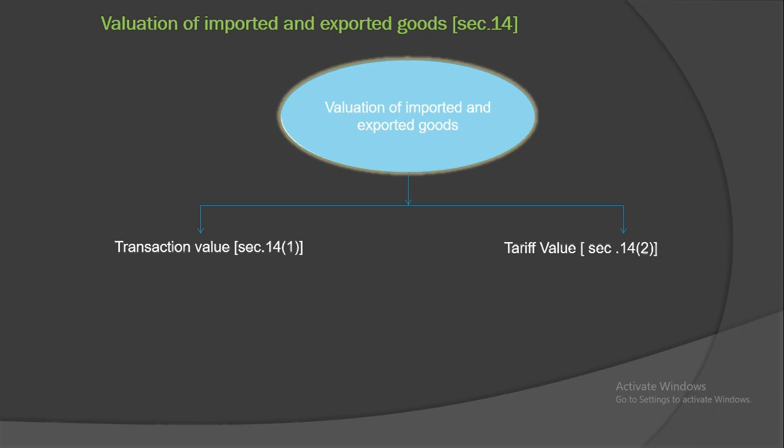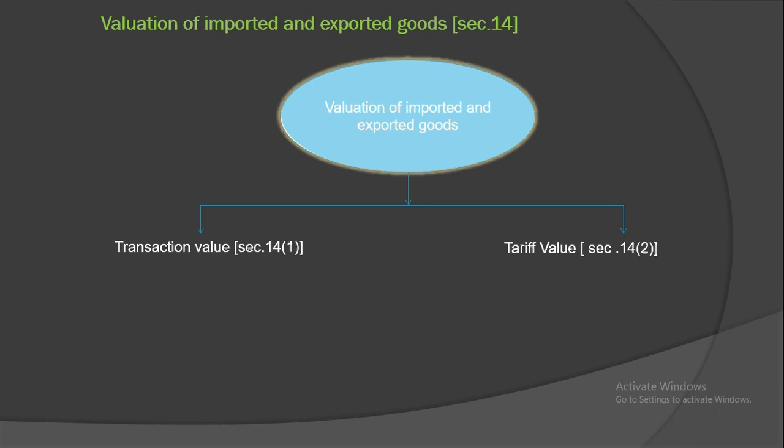So what is transaction value? Whenever we are buying or selling any goods, the value of that transaction is called transaction value. Normally, the amount of that transaction we will consider as assessable value. But in tariff value, there are other parameters for charging custom duty, like weight, length, and distance. These types of things are the parameters to charge custom duty under tariff value.